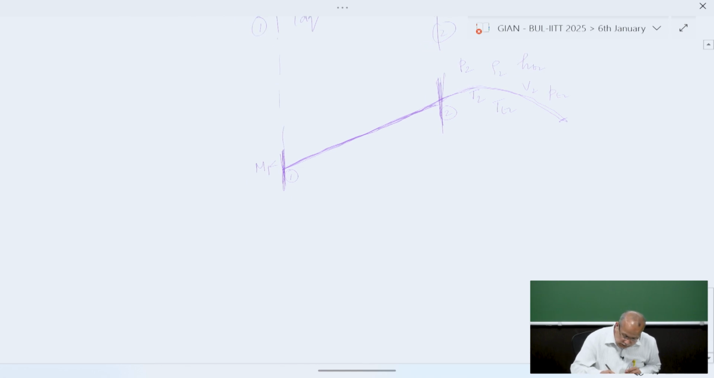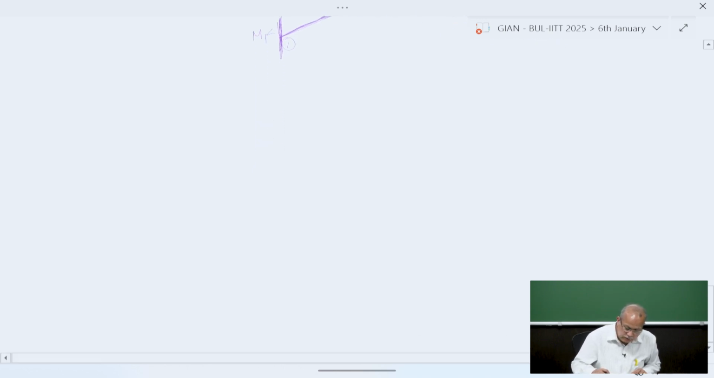So here the flow is accelerating. It is the expanding flow, and the flow is accelerating. Now if we look at the lower branch of the Rayleigh line, this is how it looks like.